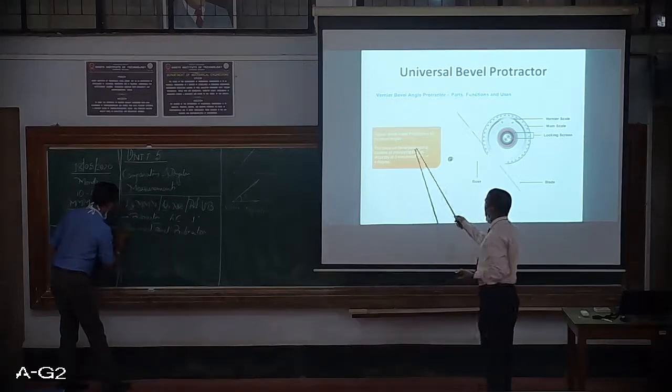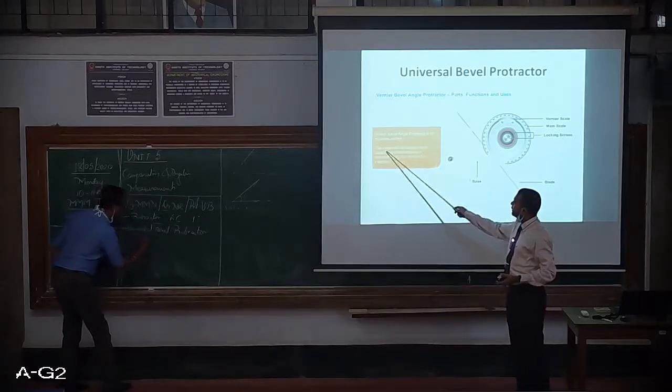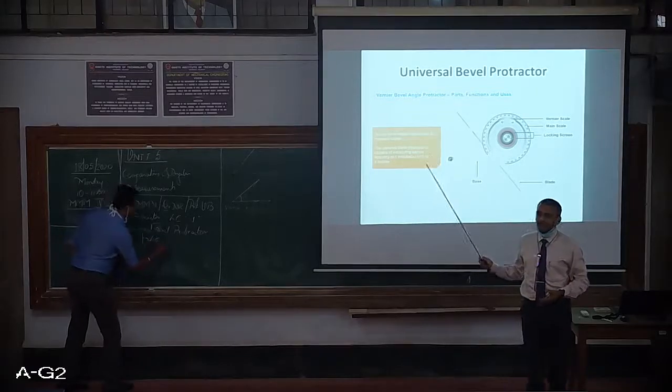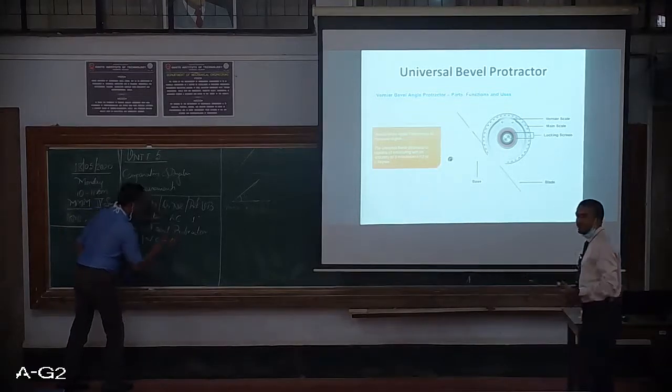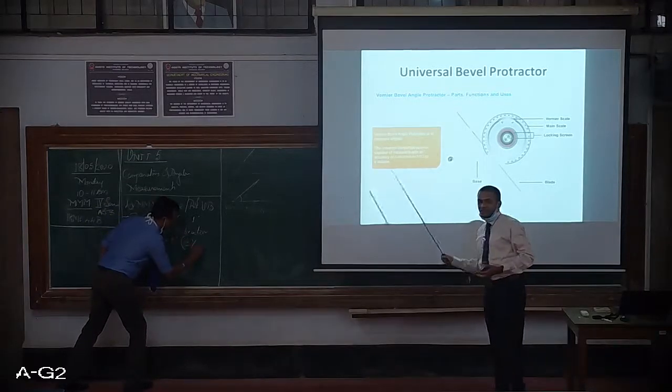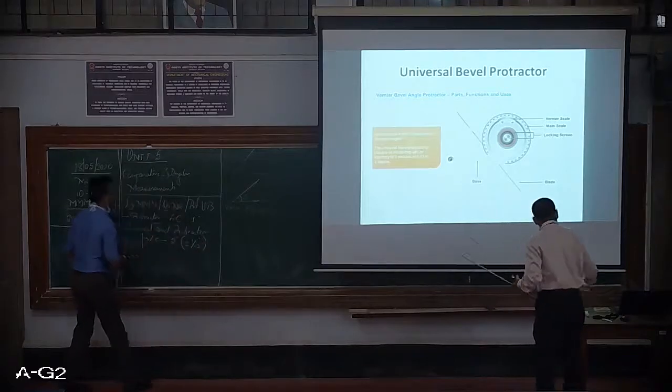So the vernier bevel angle protractor is used to measure angles. The universal bevel protractor is capable of measuring with an accuracy of 5 minutes or 1/12 of a degree. So we'll find out further how we arrived at this particular value, that is 5 minutes, the least count.